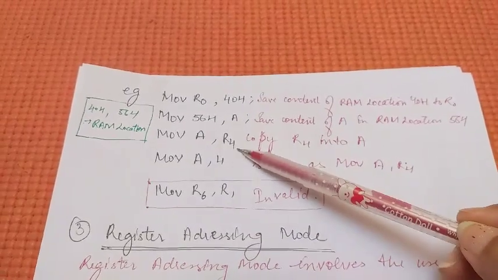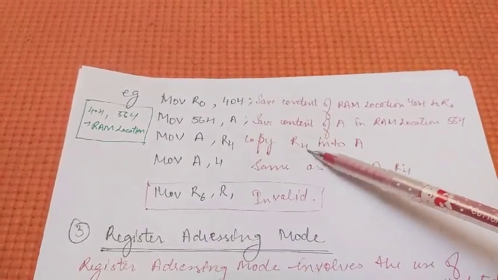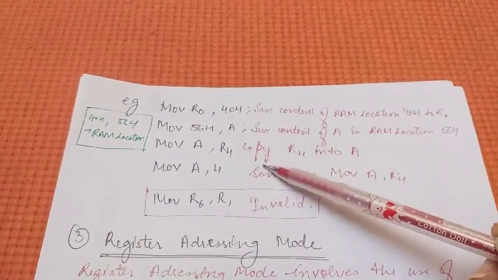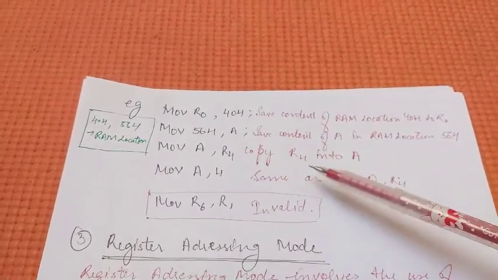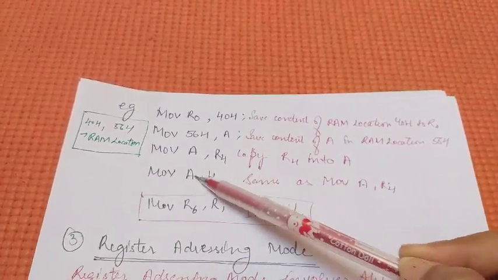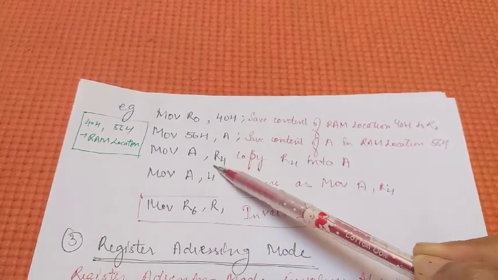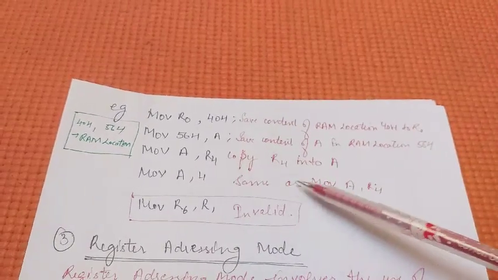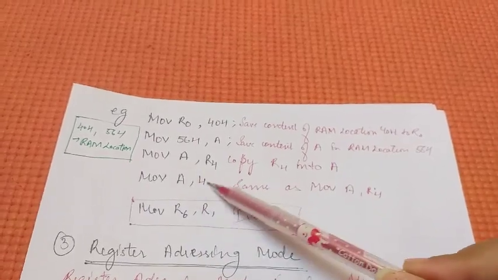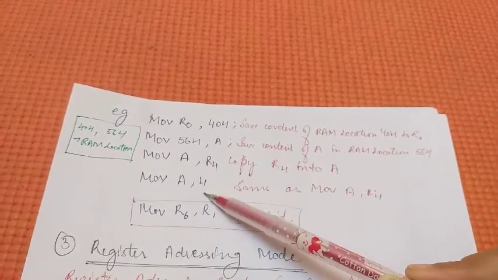MOV A, R4. Copy the content of R4 into the content of A. Basically, we are copying the register R4 into accumulator. MOV A, 4. If we put only 4, it means R4. So it is the same as MOV A, R4. We denote it as copy R4 into A.